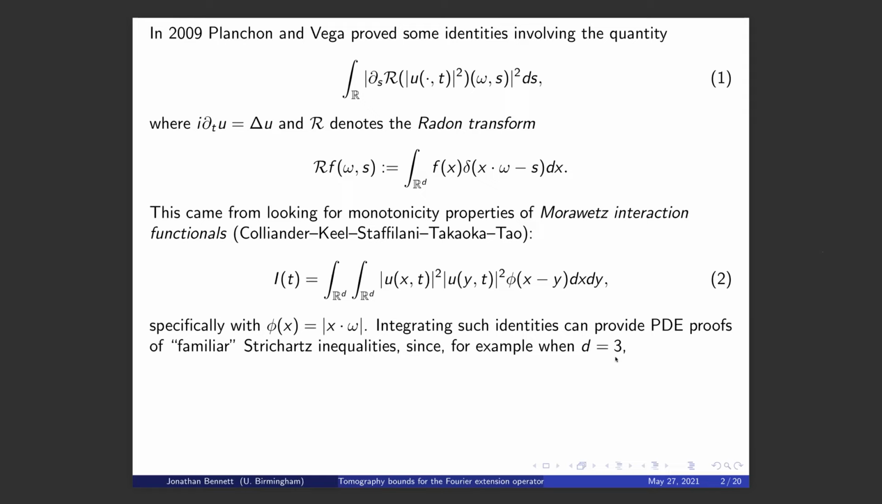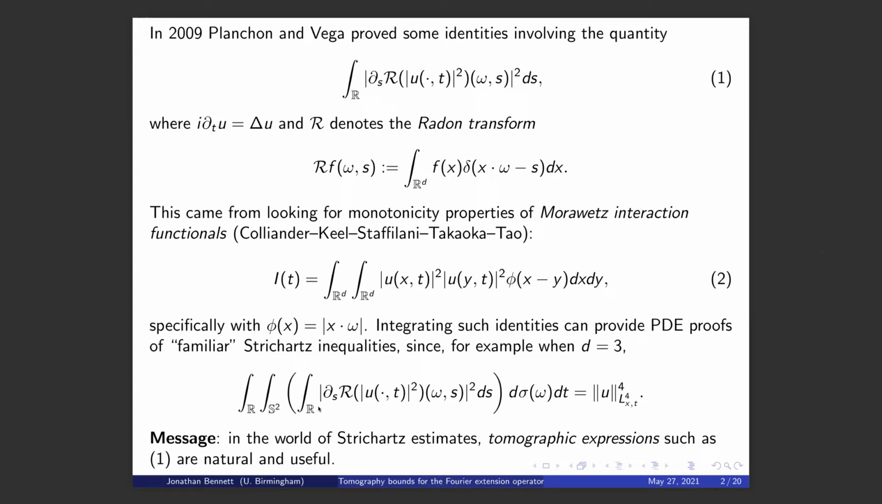So for example, if D is three, so I'm in three spatial dimensions, it's not difficult to see that if I integrate this expression one with respect to the remaining variables, so integrate with respect to the angle omega and also time, I pick up exactly the space-time L4 norm raised to the power four of the solution. So understanding one provides us with a way of accessing Strichartz estimates.